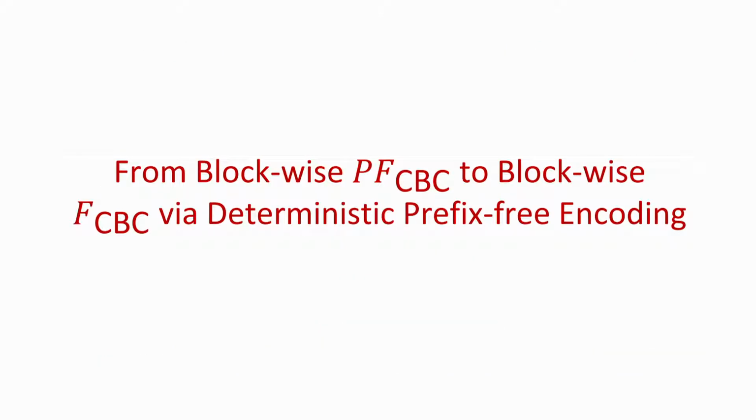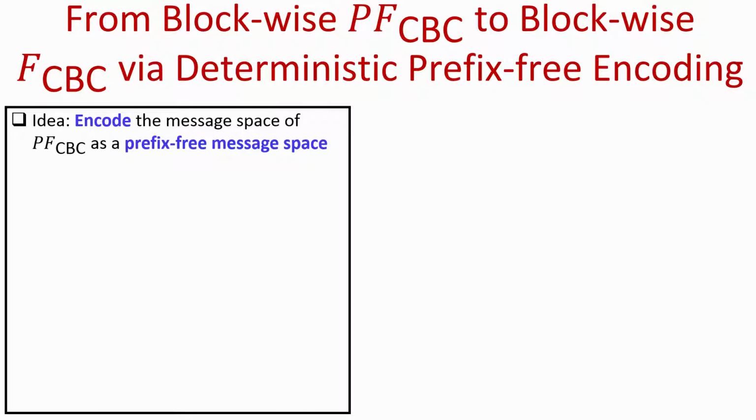So, now let us discuss the other approaches, how to convert a blockwise prefix free CBC PRF to a fully secure blockwise PRF, and this will be through some encoding. The basic idea here is that we apply some publicly known encoding function to the message space of the blockwise prefix free PRF, so that the encoded message space now constitutes a prefix free message space.